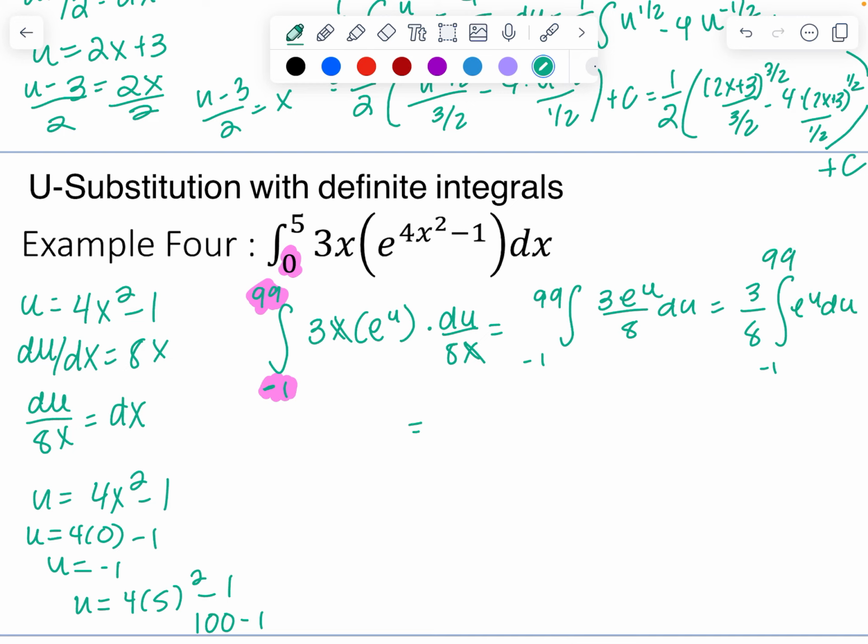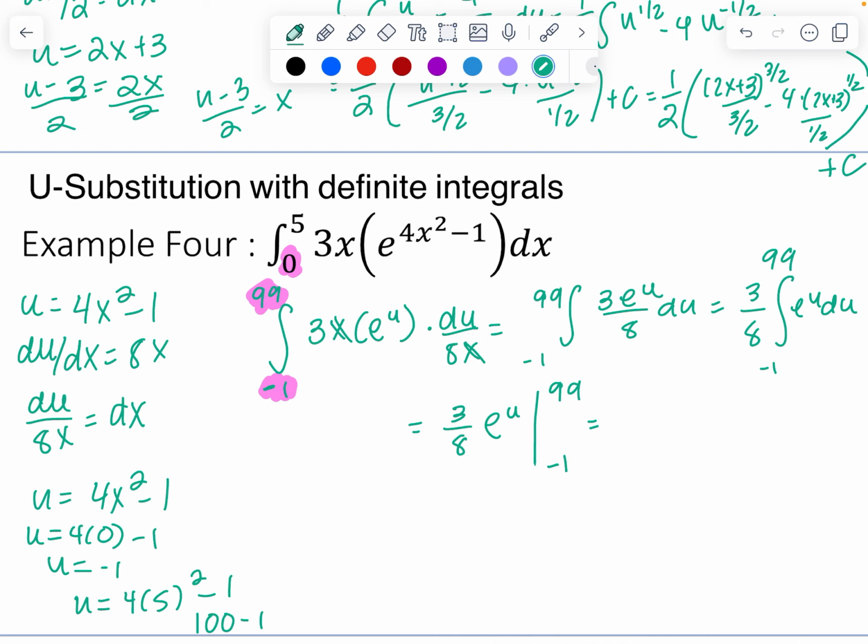The antiderivative of e^u is e^u, so I'm going to get e^u, but then I also have to use my bounds here. What's nice about this problem is that because I changed my bounds to u, and these are what x equals with respect to u, I actually don't have to plug u back in. The 99 and -1 work through the fact that I changed from x to u. And so I can just evaluate the problem as it is right now. That's why definite integral problems tend to be a little bit easier.